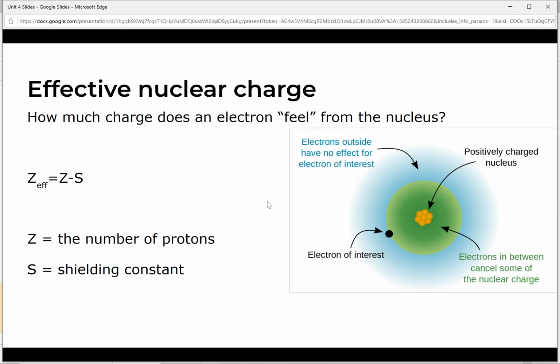Starting with this slide, if you are not interested in effective nuclear charge, you do not have to continue watching this video. I'm not going to cover this. It's not something I expect you to know, because it would require us going a lot more in depth, and there's better things we can do with our time.